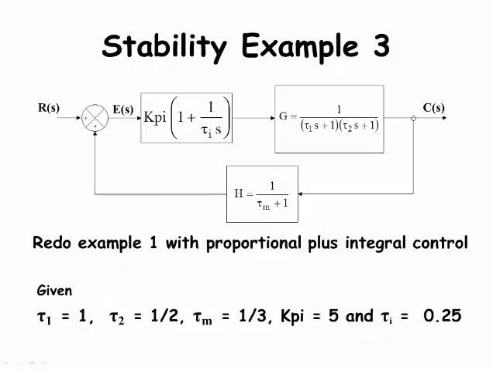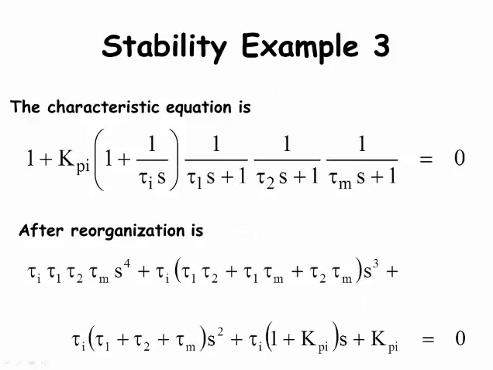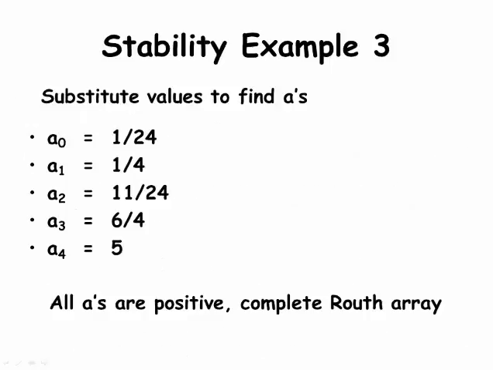Here is example 3 from the course packet. It is the same process as example 1, except that we now will use PI control. We are given the values for the time constants and Kp and tau I. Here is the overall transfer function. Here is the characteristic equation set equal to 0. After reorganizing and multiplying it out, we get the polynomial form we need. At the bottom of the slide is the equation using the variables. After substituting in all the given values, we get the values for the polynomial coefficients listed in the column.